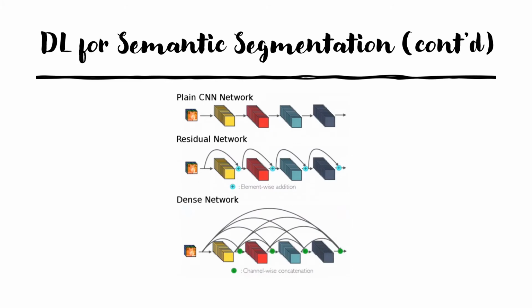Deeper CNNs are also widely used. In the figure, a comparison of deep convolutional neural networks such as plain CNN networks, residual networks, and dense networks is given. Before proceeding, it is also wise to state that in robotic applications such as autonomous driving, we usually have access to videos rather than single image frames.